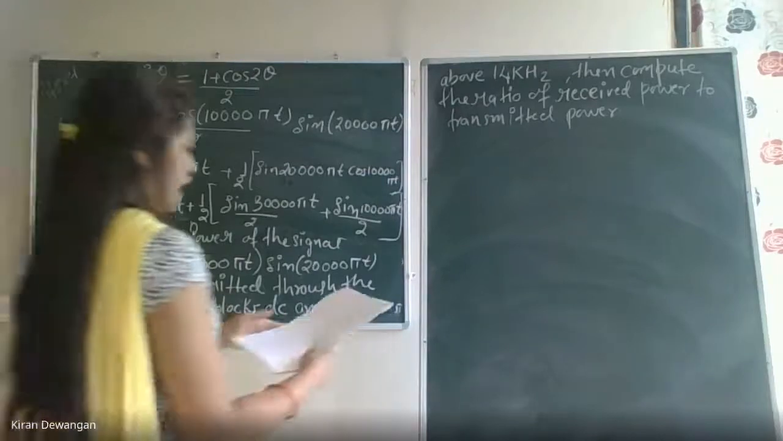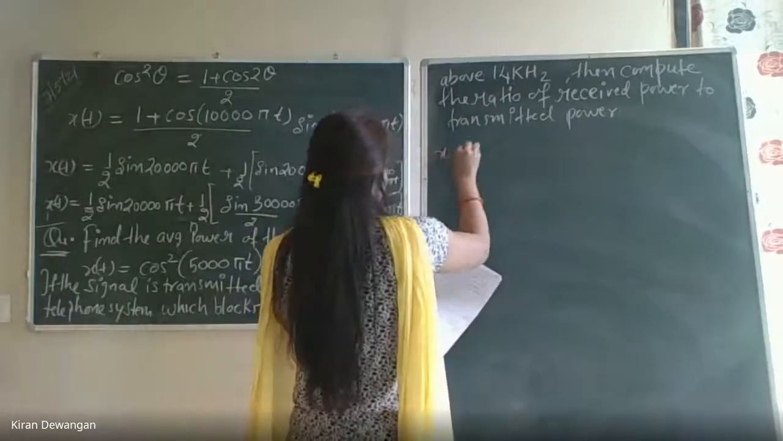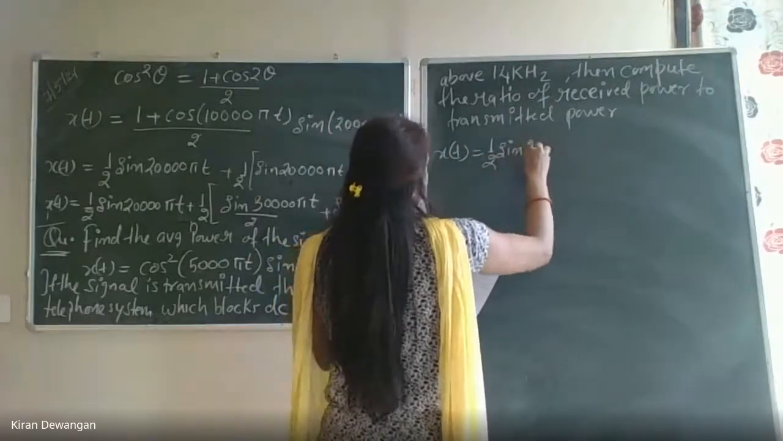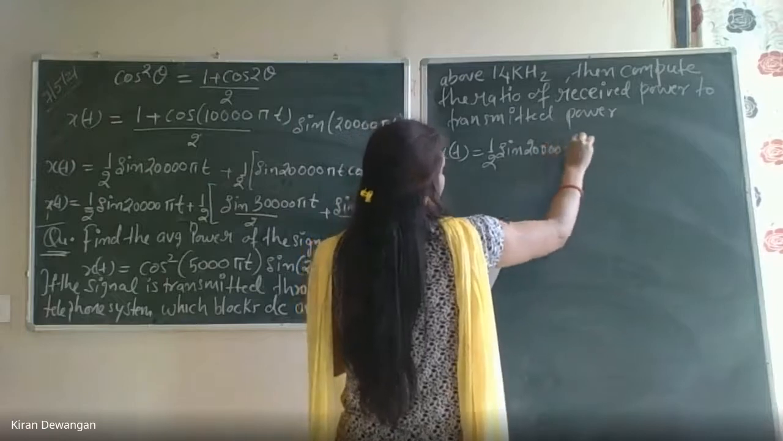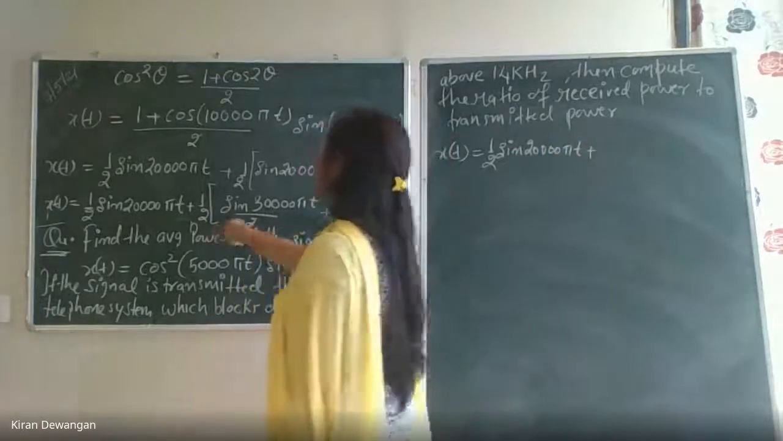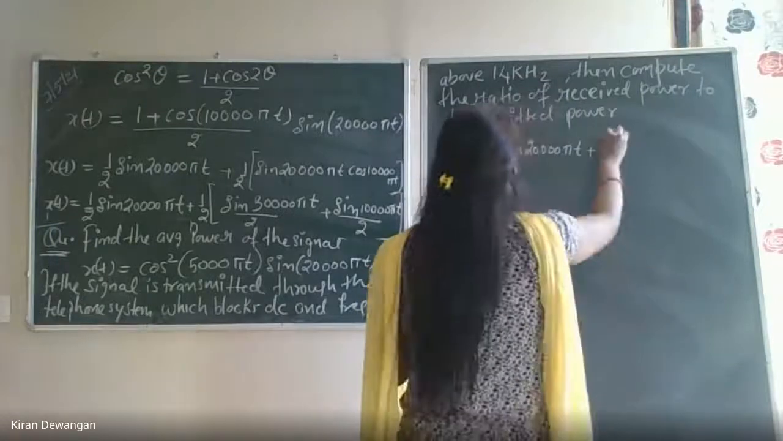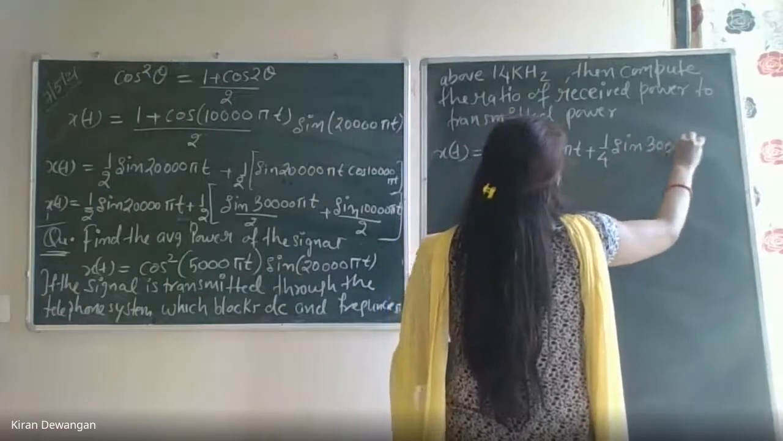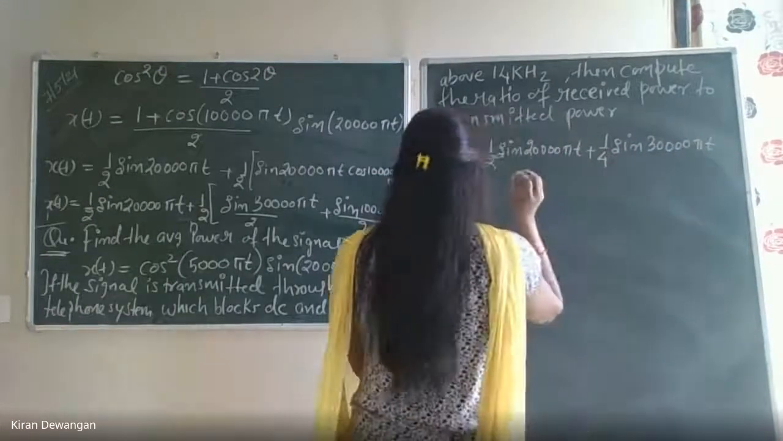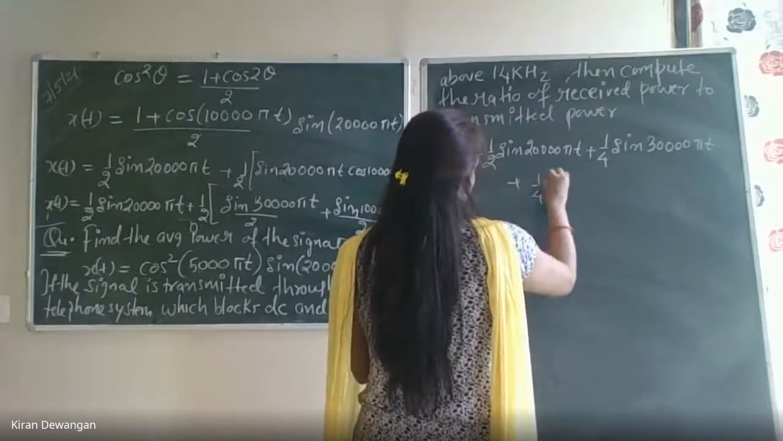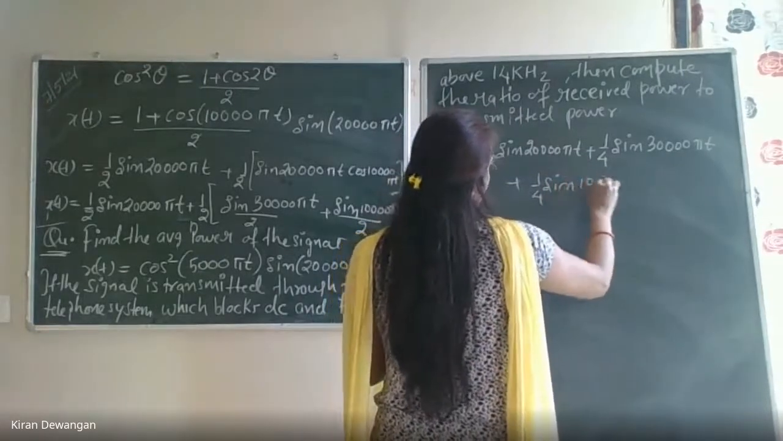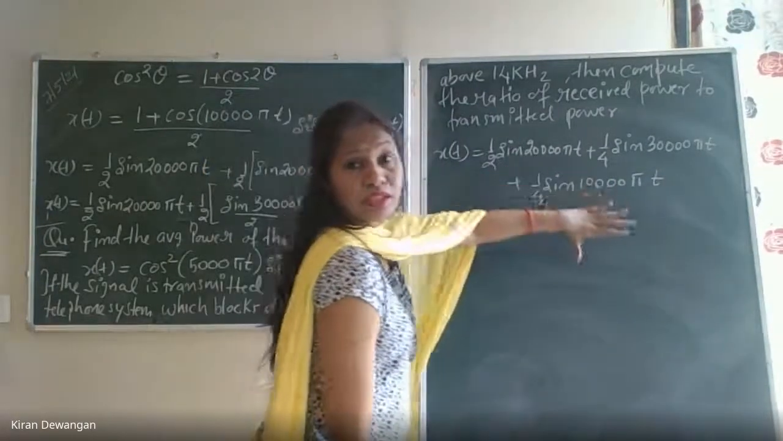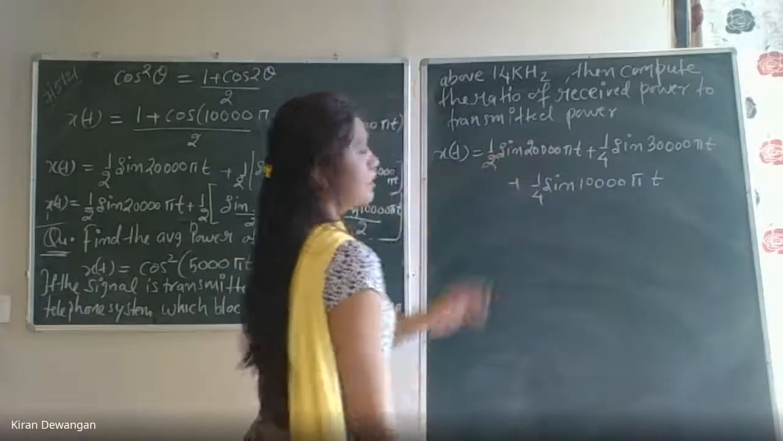Now further I can write my x(t) as 1 by 2 sin 20,000 pi t plus, here 1 by 2 gets multiplied. This becomes 1 by 4 sin 30,000 pi t. Then here it is plus 1 by 4 sin 10,000 pi t. Okay? So I got three terms here. This one is first term, second term, and the third term.